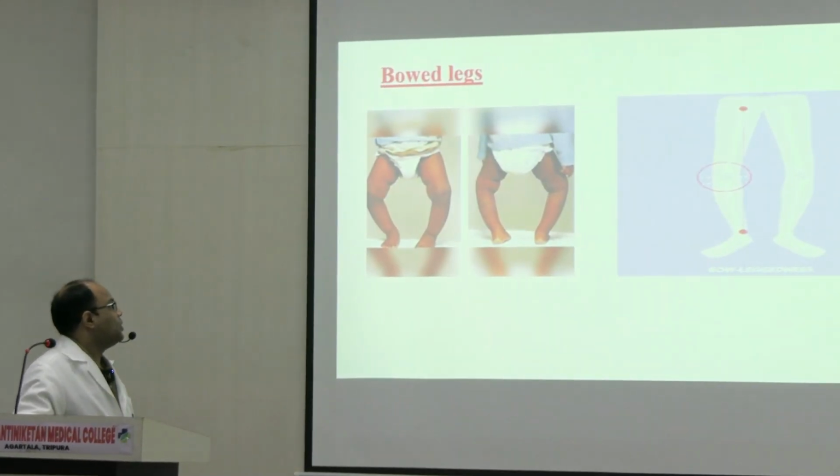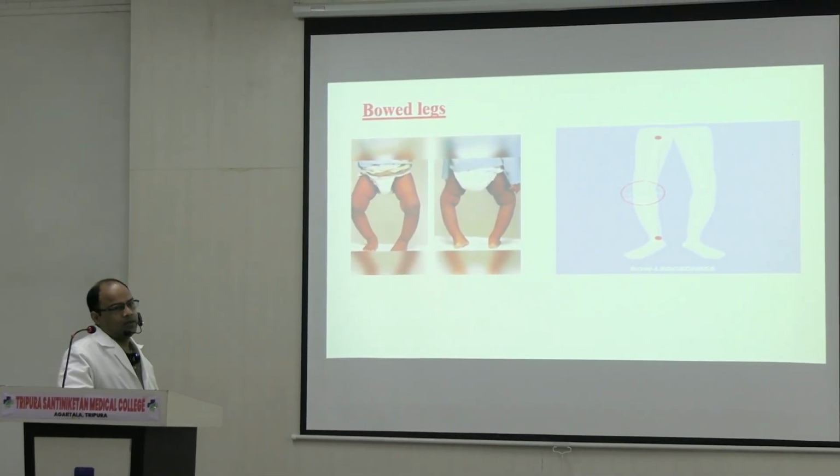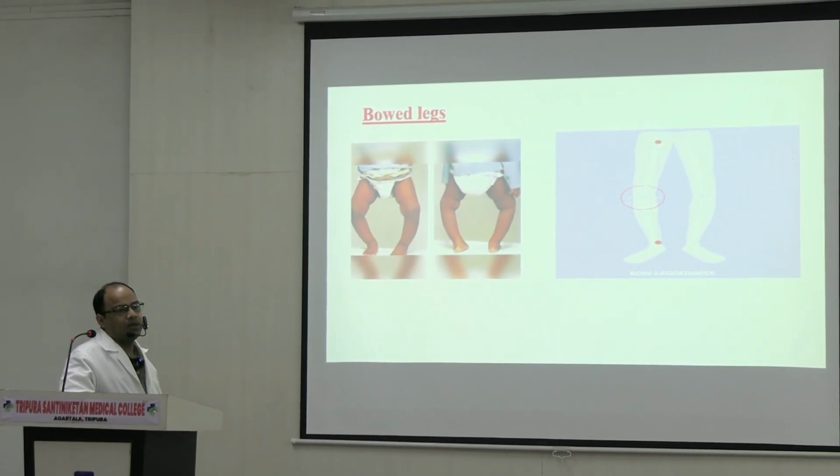This is bow leg. The legs become bow-like. Why does this happen? Because bones are very soft. The baby cannot mineralize their bones. Bone becomes very soft. When the child starts walking, their leg becomes this shape. Okay, the defect is here.